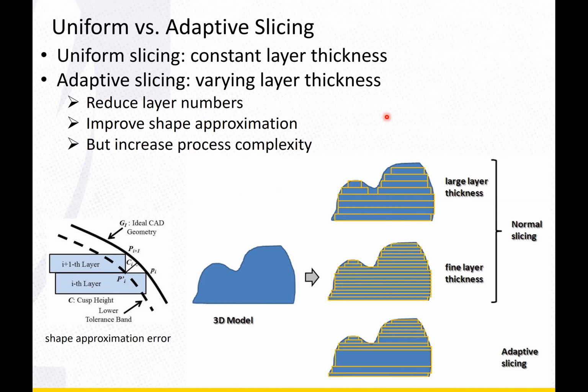Okay, let's start. As I mentioned, there could be different slicing methods. One is uniform, another one is adaptive.